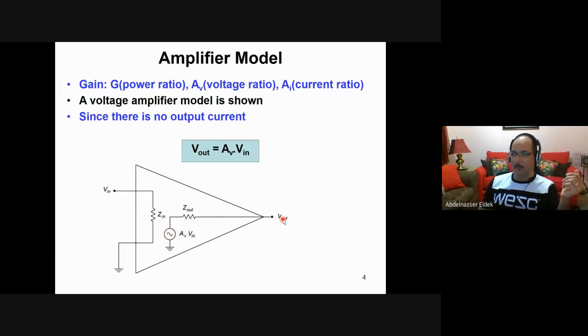So in this case, Vout equals what? Vout equals Av times Vin, because you do not have current in the output. This is the unloaded one. You don't have a load. There's no RL, for example, or ZL. You do not have an input source with source impedance.